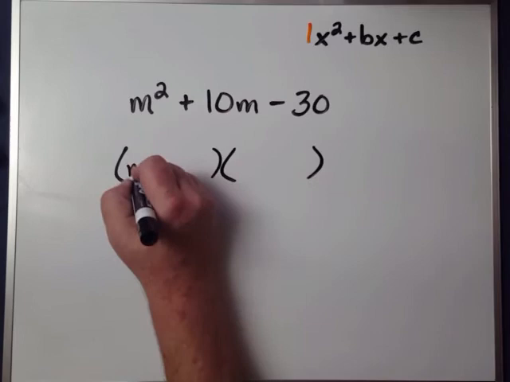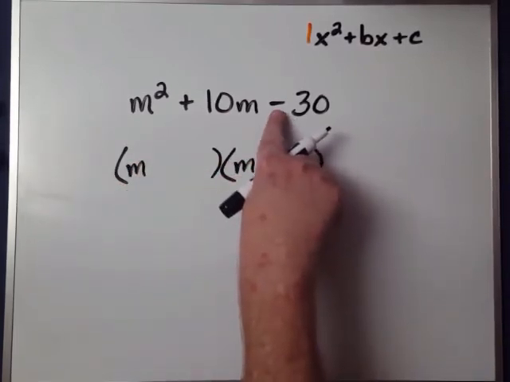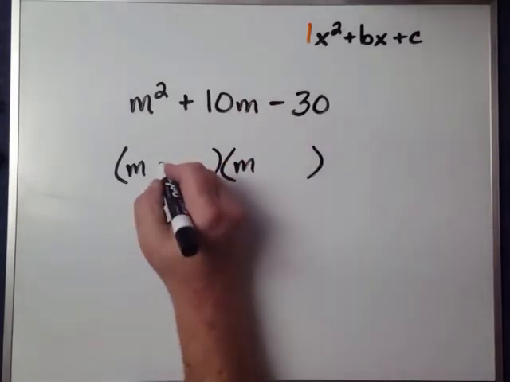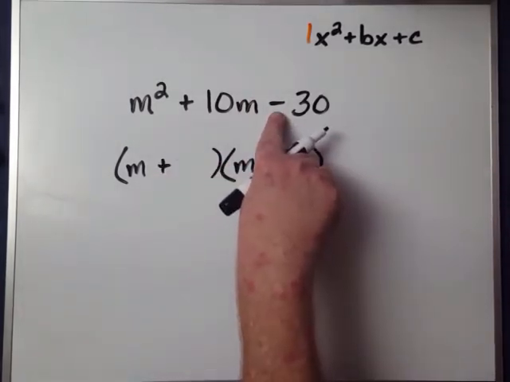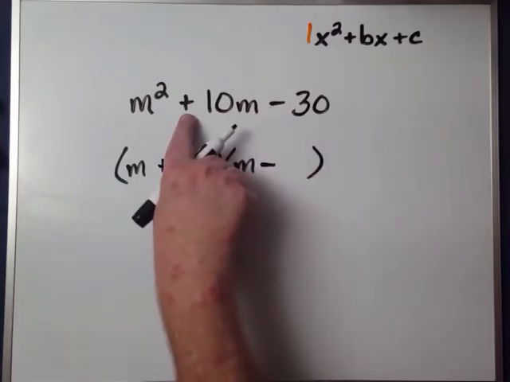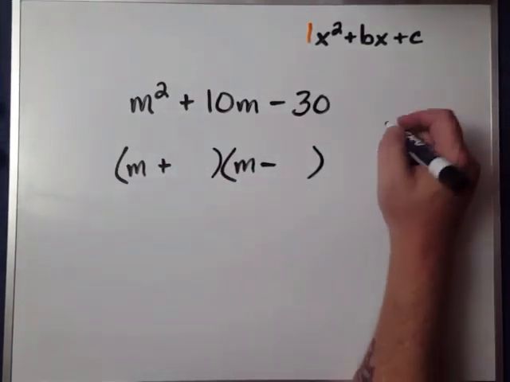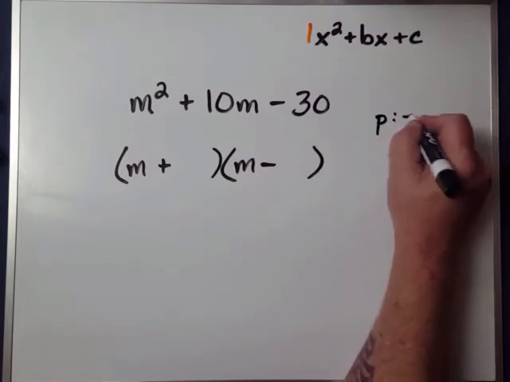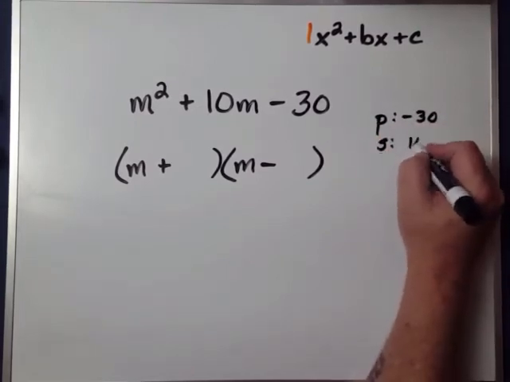Pair of binomials, each starting with m. Right here, my signs will be opposites. This negative tells me my signs have to be opposite. And this tells me the larger of the two numbers I'm looking for is going to be the positive number. The little guy will go with the negative this time. I'm looking for two numbers whose product is negative 30 and whose sum is positive 10.